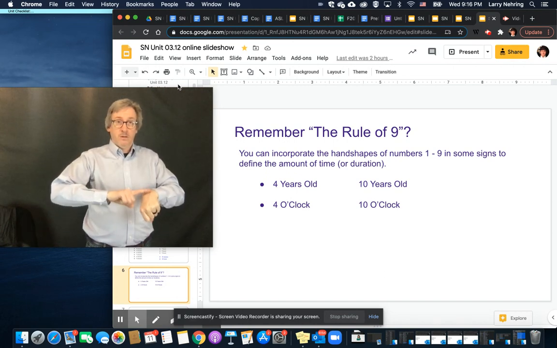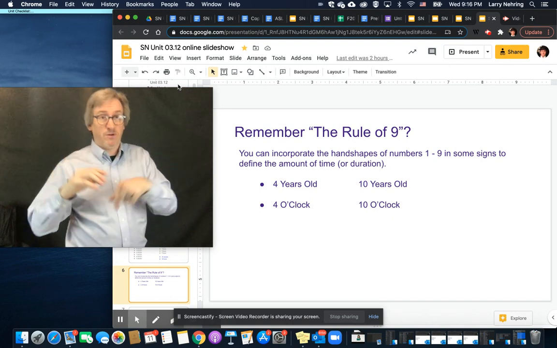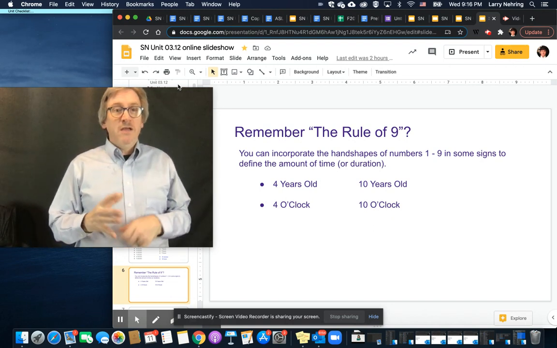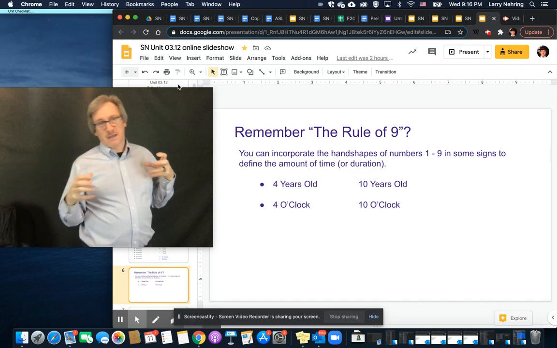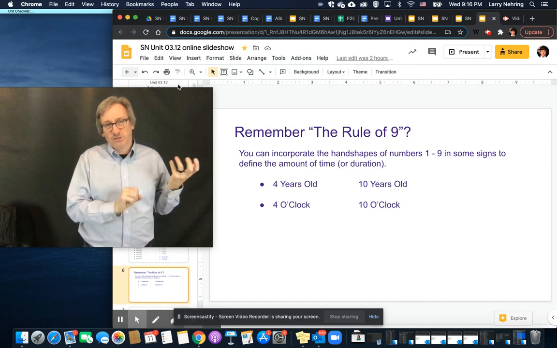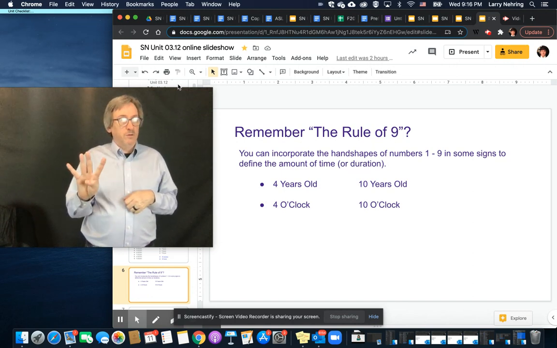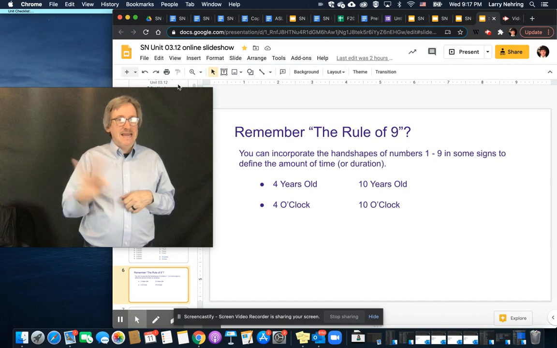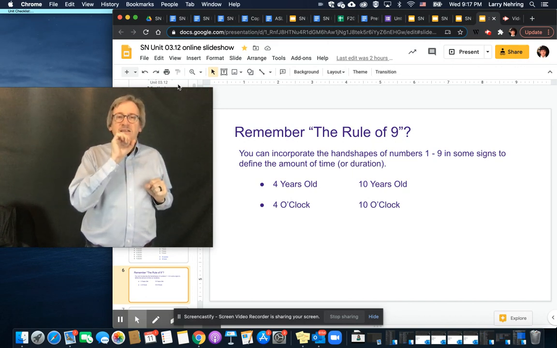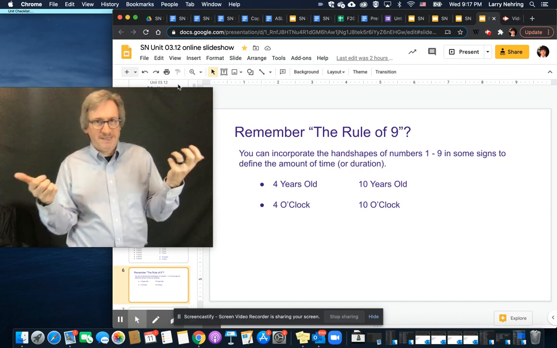Time, 4 o'clock. So that was in a previous chapter as well. Years old, that's another time sign we can use. Here's age, or the years old in age. So you can do 4 years old, 5 years old, 9 years old, 1 year old, age 10 years old. So those have to be separate.